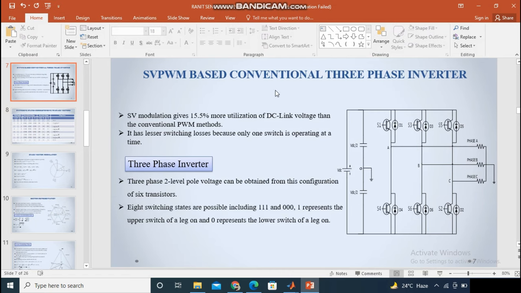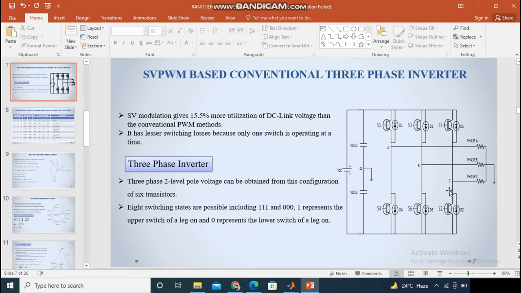And also, space vector modulation gives 15.5% more utilization of DC link voltage, that means input voltage, than any other conventional PWM techniques like sine PWM technique, PDPWM technique and any other PWM techniques. And also it has lesser switching losses because only one switch is operating at a time. I will show you how one switch is operating at a time.